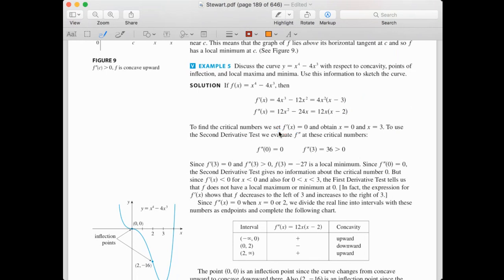Let's use the second derivative test. Take the second derivative, which is the derivative of the derivative function. So we get the second derivative 12x squared minus 24x. We factor out 12x, then we have 12x times x minus 2. Then we set the second derivative equal to 0, and we get x equals 0, x equals 2 as the inflection points.